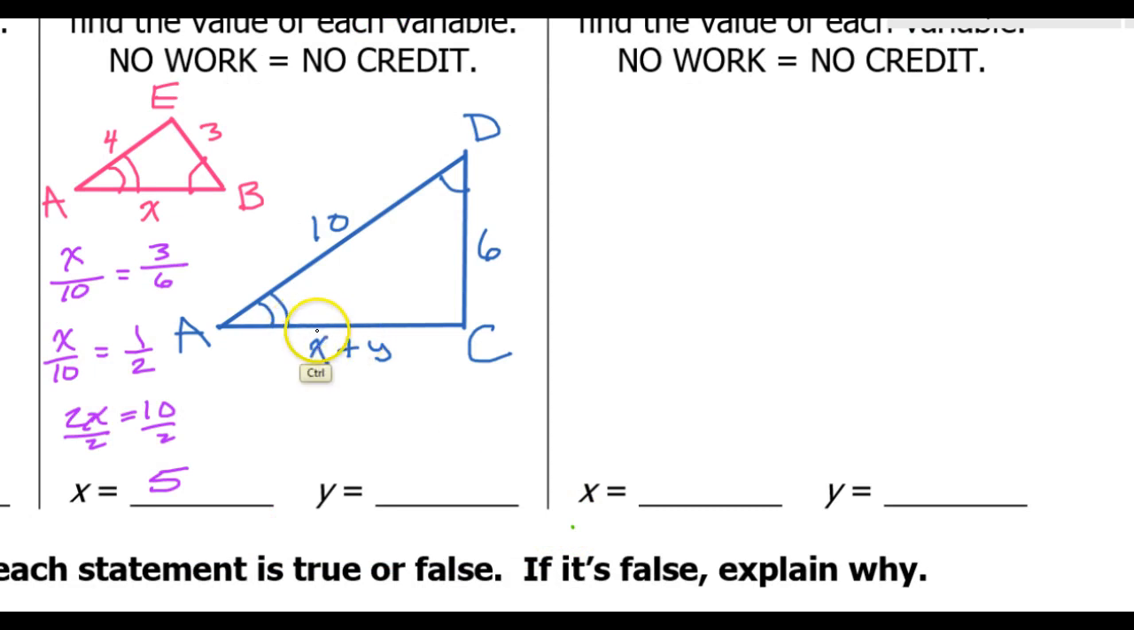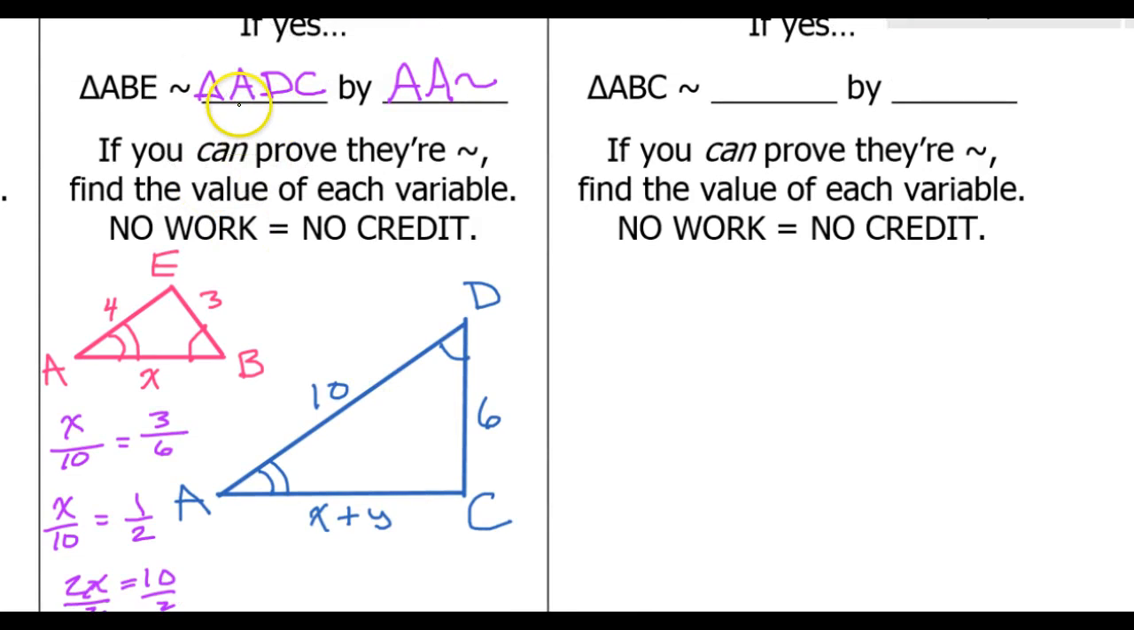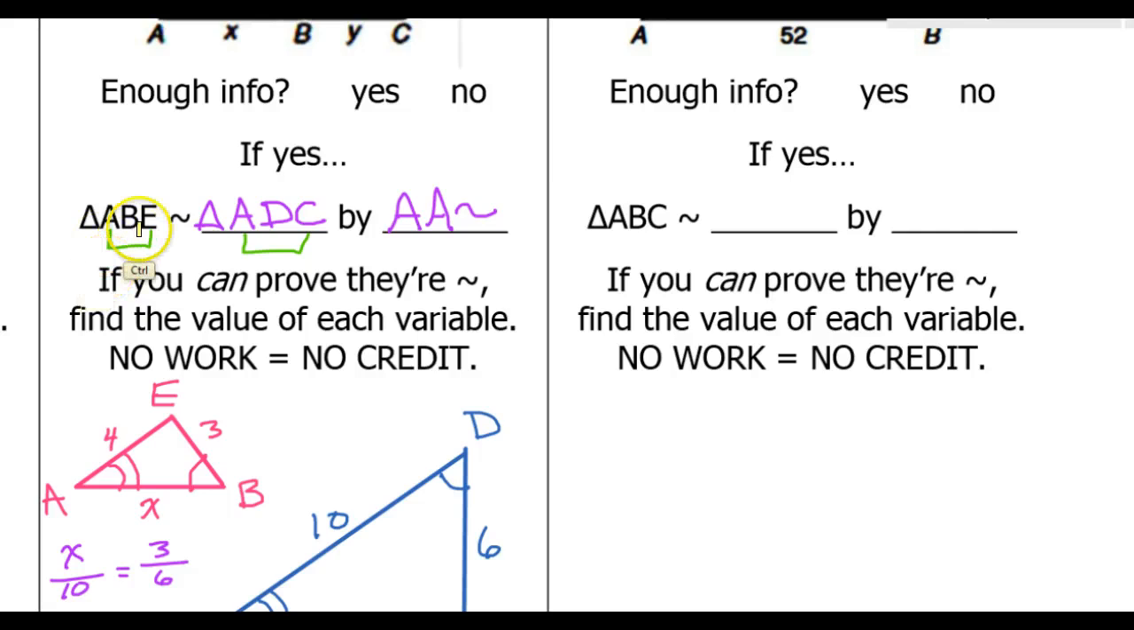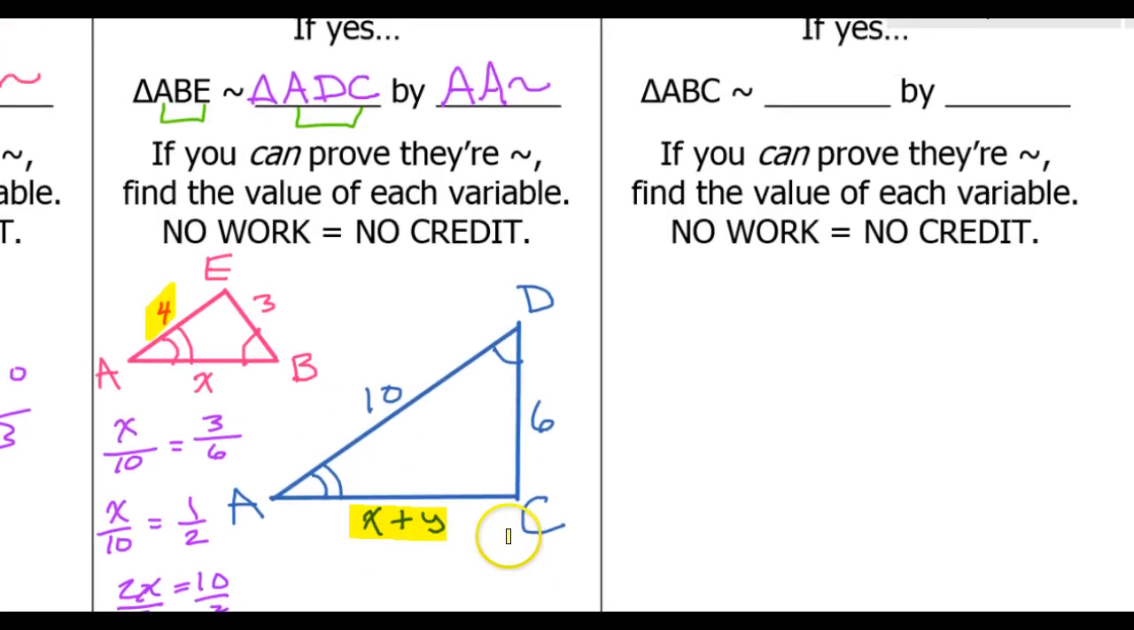So next I need to find y. The only place I see y is right here in this expression. This is side AC. So let's think about what corresponds with AC. Wait, I said that wrong. AC corresponds with AE. So here's AC, and this is AE. So those two are corresponding.